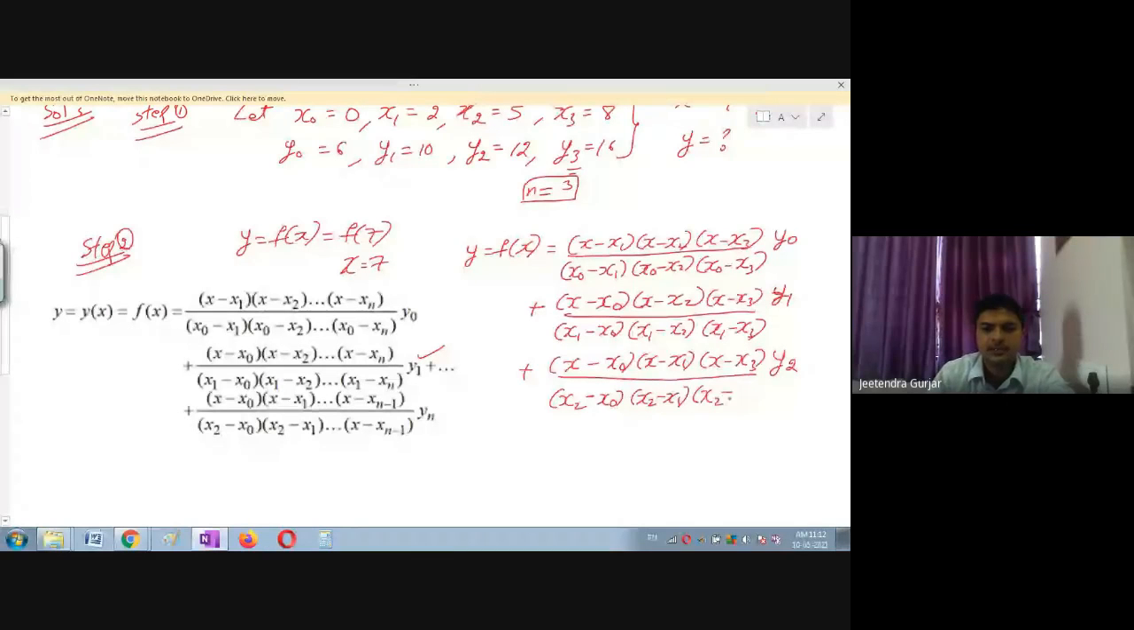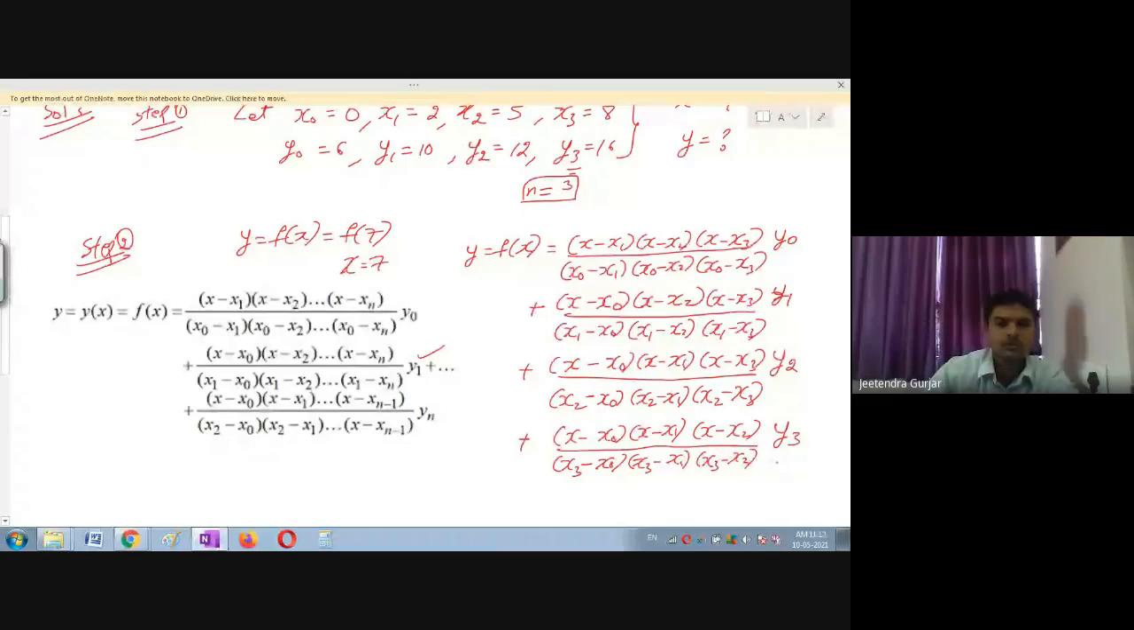Plus next, x minus x naught, x minus x1, x minus x2, because y3 is there, so I will not be subtracting x3 in the numerator. Divided by, as y3 is there, in the denominator I will always take x3 and subtract x naught, x3 minus x1, and x3 minus x2. I cannot write x3 minus x3, it will become 0. So you have to first write down the formula in a proper manner when n is equal to 3. This is how you have to remember the trick.